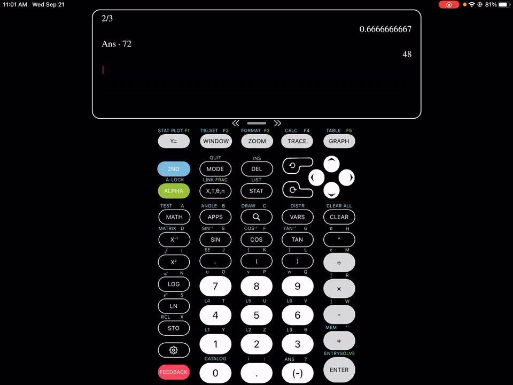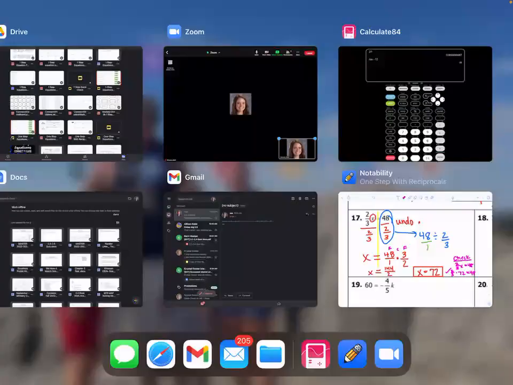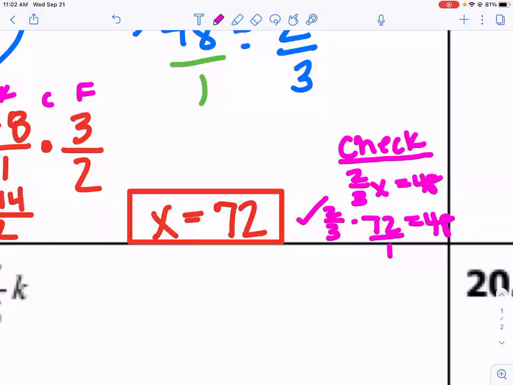Okay, so this is what I would do because I don't like that. This is 72 over 1, and I would take 2 times 72 and then divide it by 3. Two times 72, and then divided by 3. Whew, okay, we're good. All right, let's try another one.